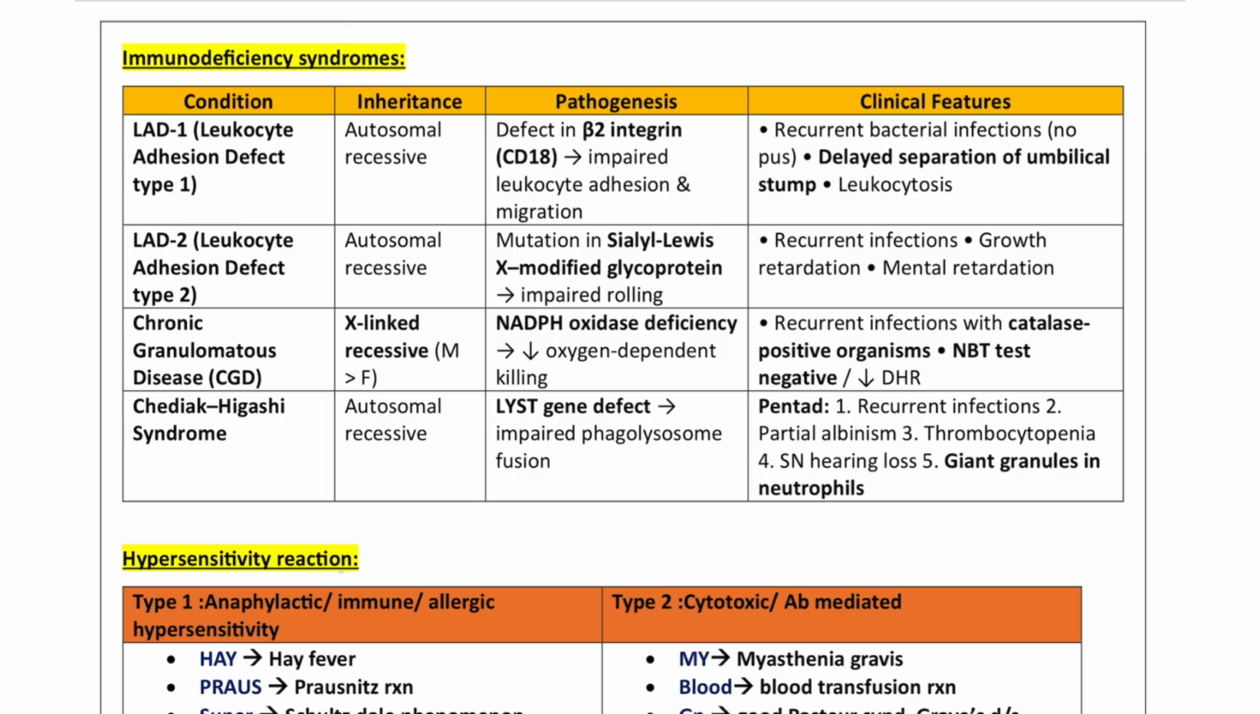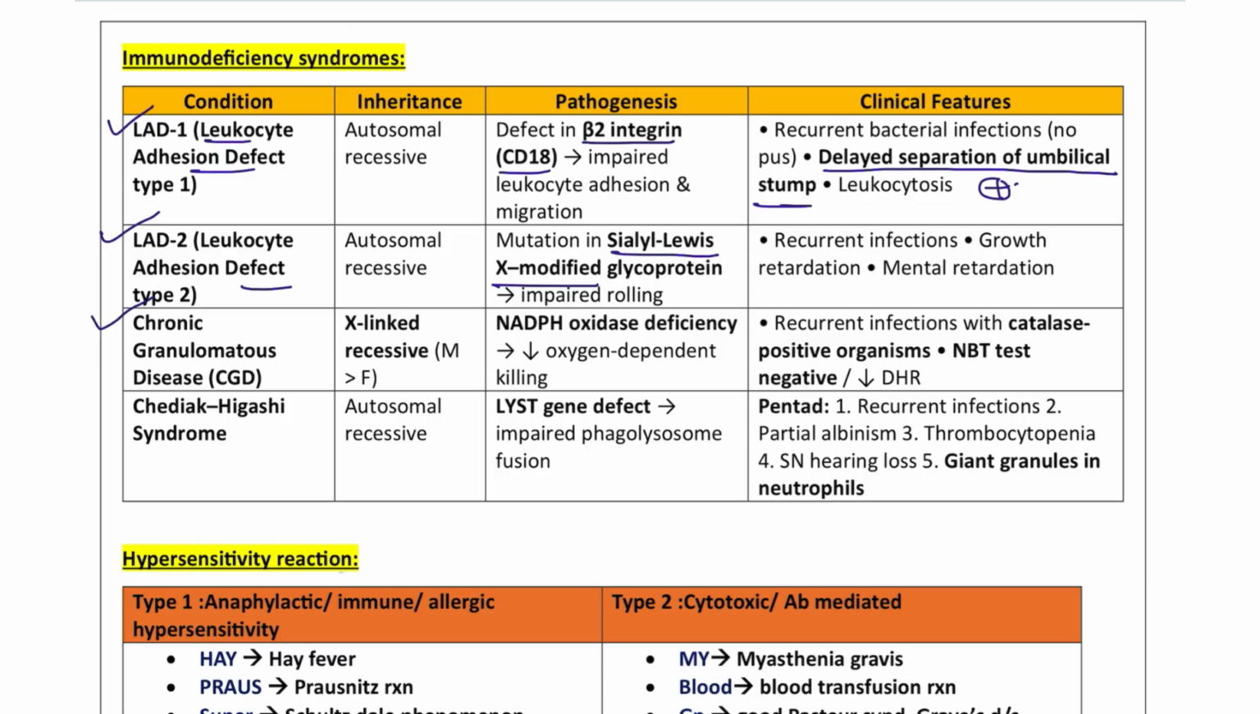Immunodeficiency disorders that you have to know, such as the leukocyte adhesion defect that is seen with the LAD1, and this is an autosomal recessive condition. Beta 2 integrin is involved in this patient. How can you know the findings? In the clinical question there will be delayed separation of the umbilical stump in this patient. LAD2, that is type 2, seen with the Sialyl Lewis X modified, that is defective, and again there will be no umbilical history in this patient.